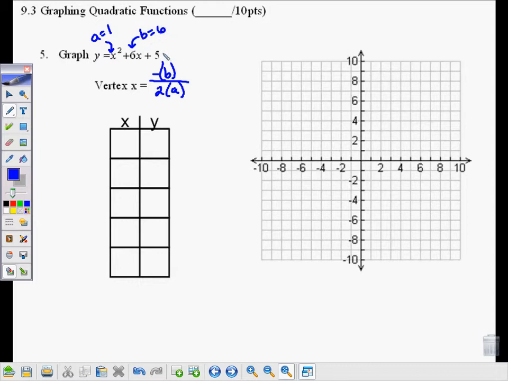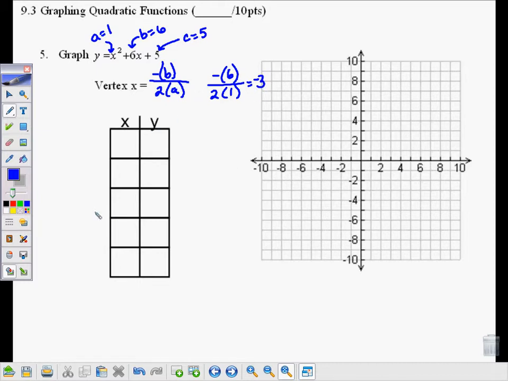And finally, just for good measure, the 5 on the end, we refer to that as c, and that's used for other formulas, so we might as well write it down. C equals 5, and that is known as our constant term. It's the one without an x on it. So now I'm ready to go ahead and plug these into my formula. So I have the opposite of 6 over 2 times 1, which comes out as -3.